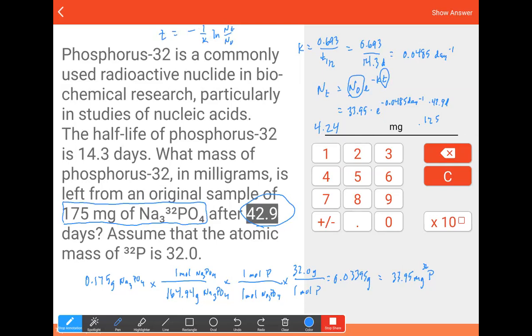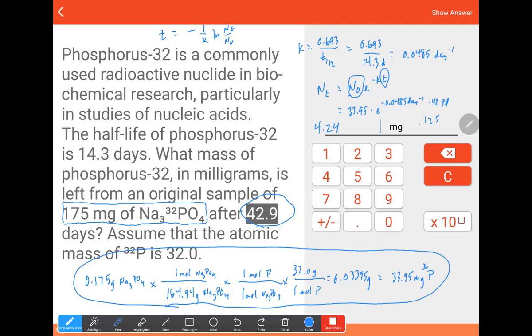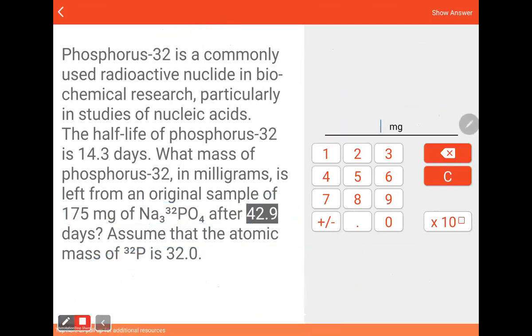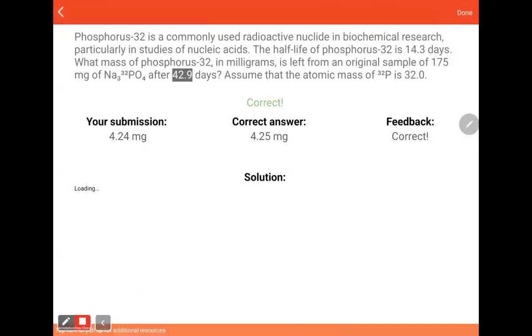In this case, we're looking for how much phosphorus is left, and this initial part is a little bit tricky. Let's plug it in. 4.24. There we go.